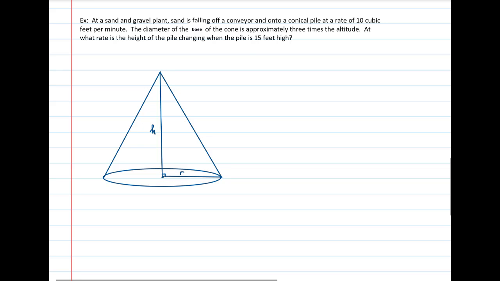So here we have our cone, and the altitude we're labeling as h, the radius is r, and we want to create a proportion first from something that is being given by the problem. So we know the diameter is equal to 2 times the radius. Since the problem is telling you the diameter of the base of the cone is approximately 3 times the altitude, we can set up a nice proportion where 2r, which is the diameter, is equal to 3 times the altitude, in this case h. Solving for r here, we get r equal to 3h over 2, and we'll see how we're going to use this in our equation.